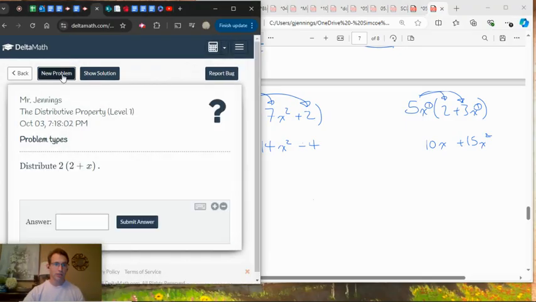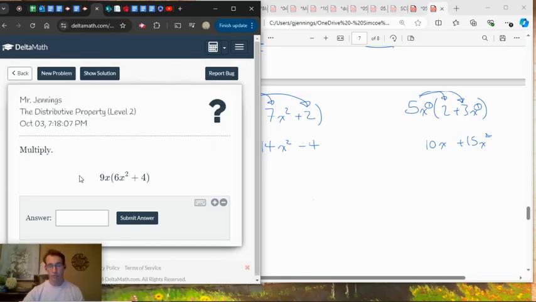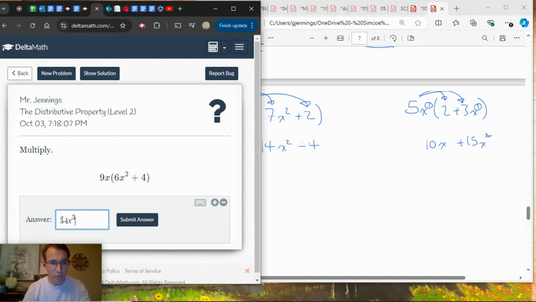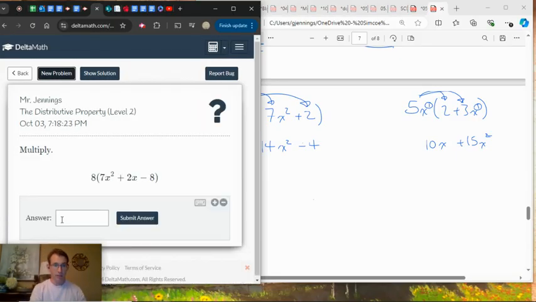So you just get the chance to distribute a bunch of stuff and practice. I mean, you can do as much as you want. Let's take a look at distributive practice level 2. So this one is 9 times 6 gives us 54. X times x squared gives us x to the 3. And then we're going to add 36, because that's 4 times 9, x. Just get really fast at distributing. So that one there is triple distribution. We have to make sure we do the multiplication 3 times.